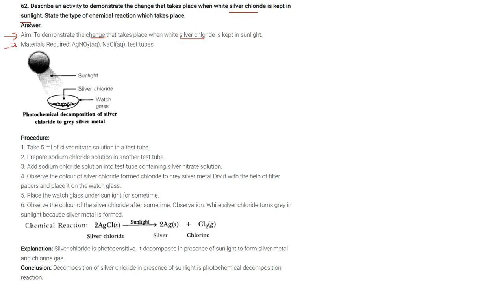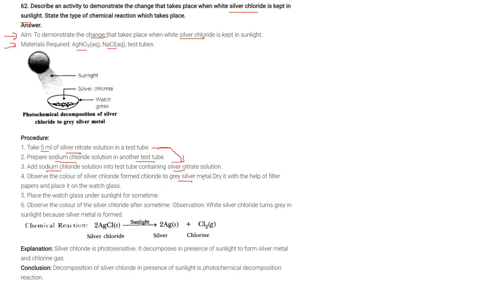The material required would be AgNO3, NaCl and certain test tubes. We have to take 5 ml of silver nitrate, AgNO3, in a test tube. Then we have to prepare sodium chloride, NaCl, solution in another test tube. Then we add the sodium chloride solution to the test tube which contains the silver nitrate solution. We need to observe the color of the silver chloride which is formed.